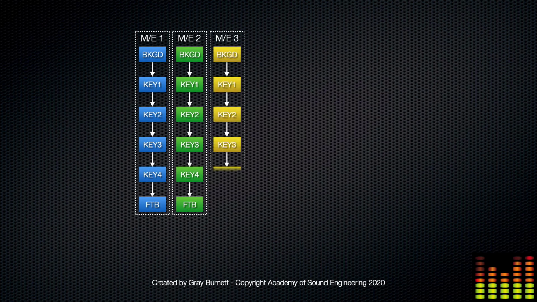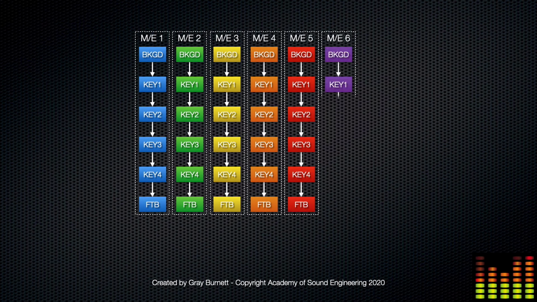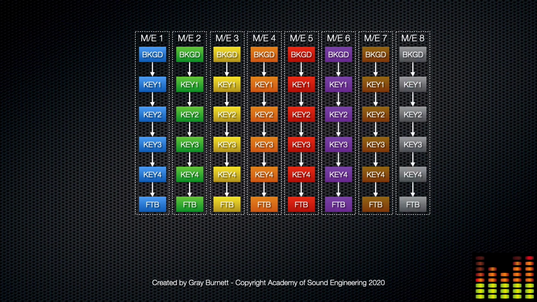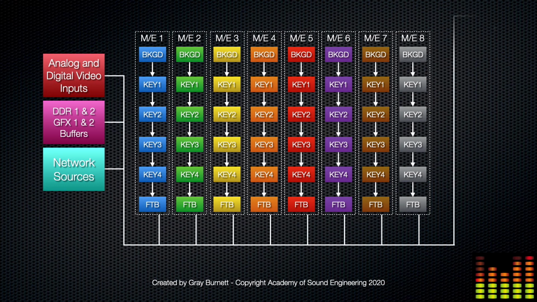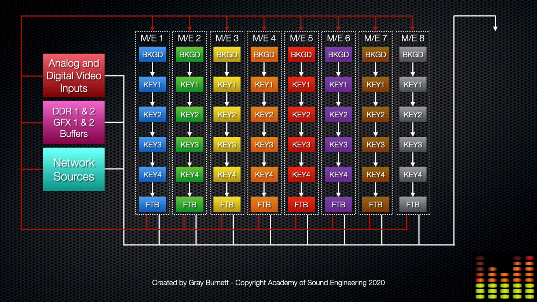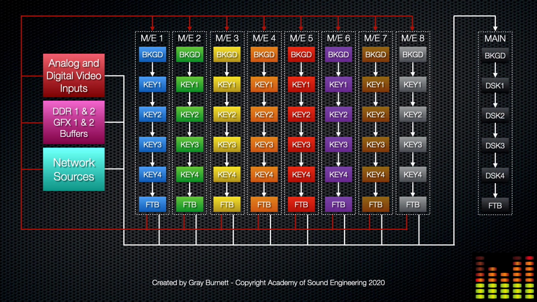The TriCaster 8000 has 8 ME buses, each with its own background, 4 keys, and fade to black layers. These MEs output into the Vision Mixer as sources alongside the analog and digital video inputs, the DDRs, GFX and buffers, and network sources, all to be used as possible sources for the main layer, as well as sources for other MEs. The resultant signal is then switched to the main background layer, which again has 4 keys and a fade to black layer, which gets passed on to the physical hardware outputs of the TriCaster as your program feed.